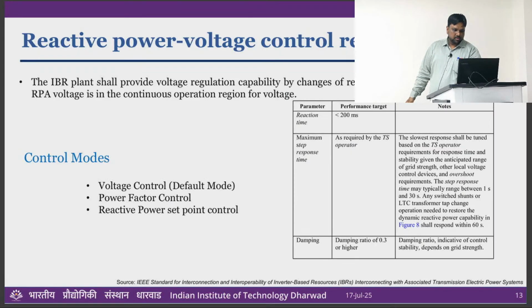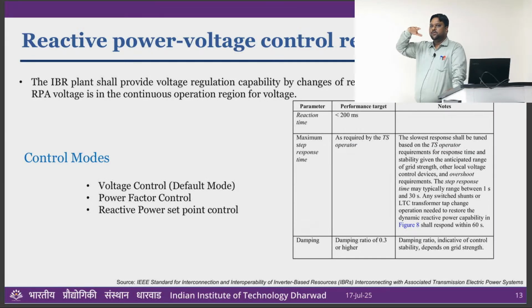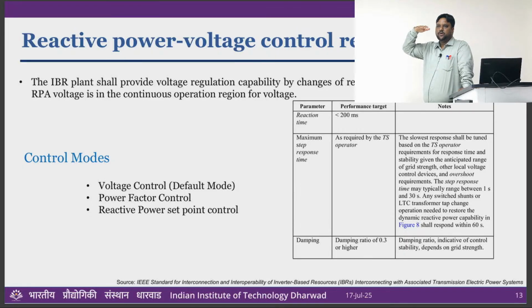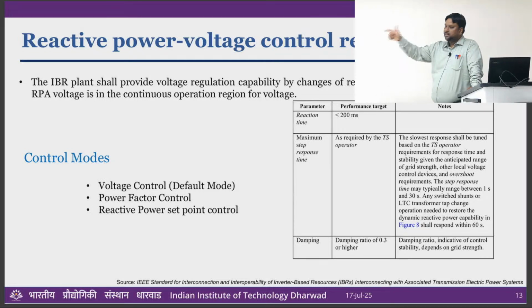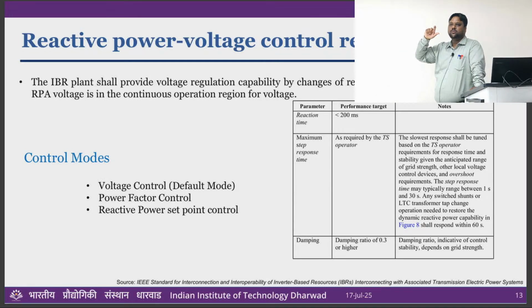So whatever the PPC, power plant control, I told: active power control, reactive power control, two things happen. In reactive power control, you have three modes. You can control the voltage with respect to reactive power, or you can simply control the power factor. Power factor control means you have to maintain a particular power factor. To maintain that, if you are changing P, you have to change Q, because power factor equals tan inverse of reactive power by active power.